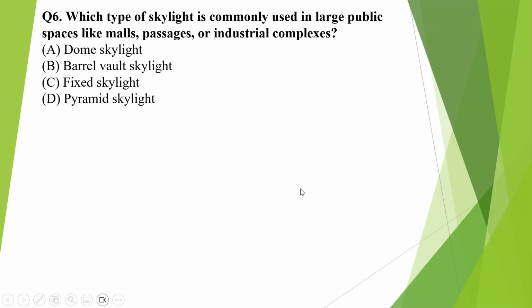Here's the sixth question, which asks which type of skylight is commonly used in large public spaces like malls. This is a very straightforward question. We have discussed it recently, and it was told to you also. If you know the concept and functions of different types of skylight systems, then you can easily answer question number six. This is a quick revision for you all. Does anyone want to give their answer?